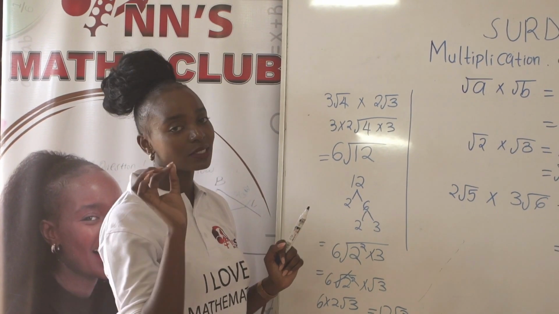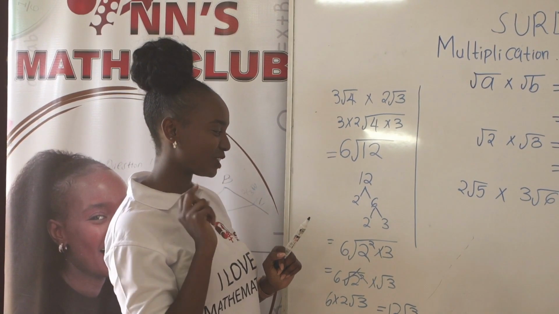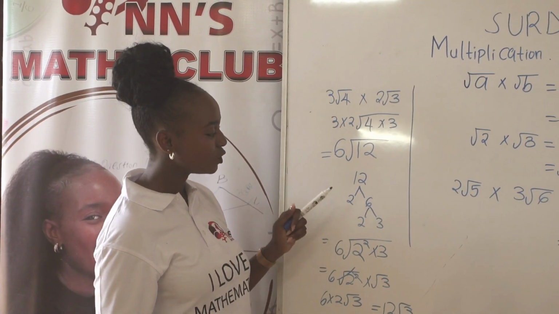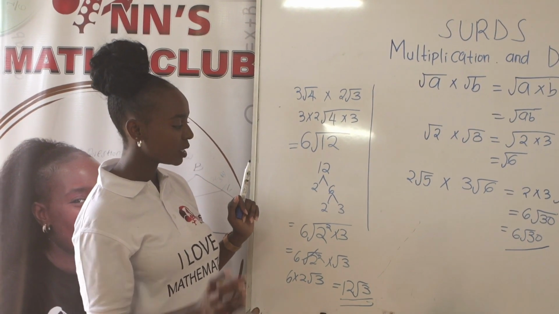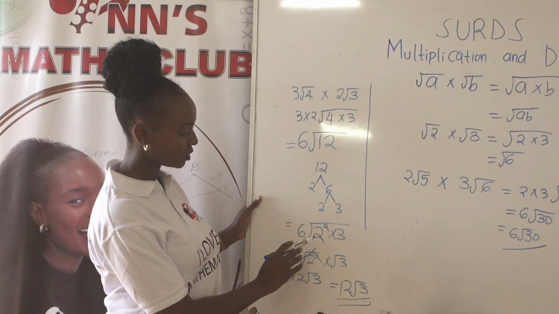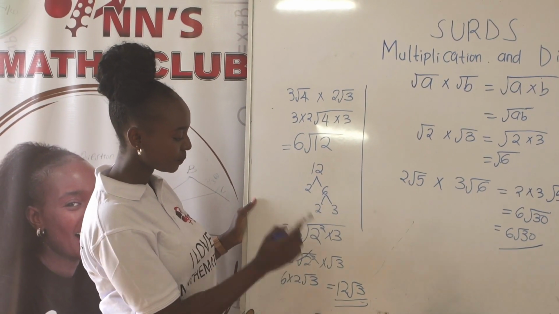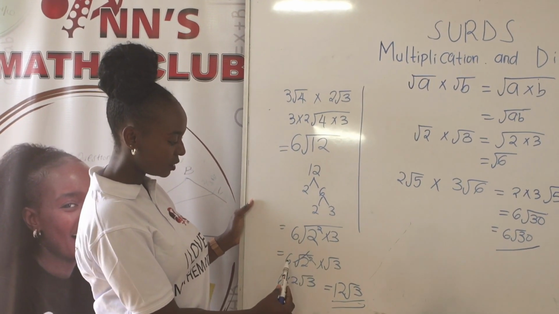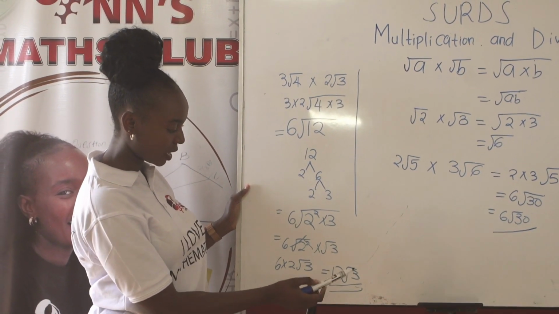Remember, I talked about simplification. If you've not watched our video, go ahead and get to watch it. So 12, 2, because of 6, 2, 3. Then you have to put them in factors. And so this is 2, because 2 times 2, 2 squared times 3. Then you separate them, 6 root of 2 to power 2 times root of 3.